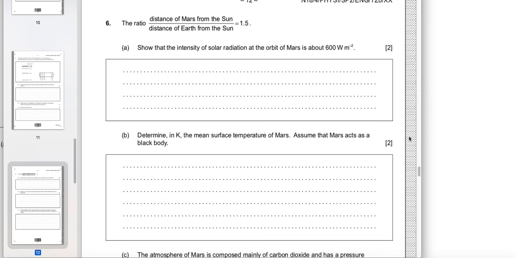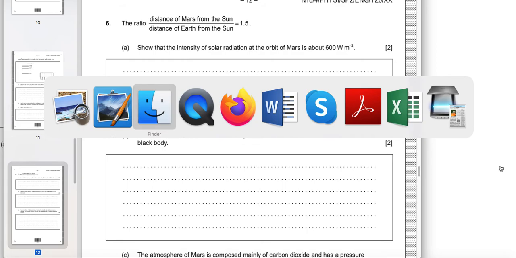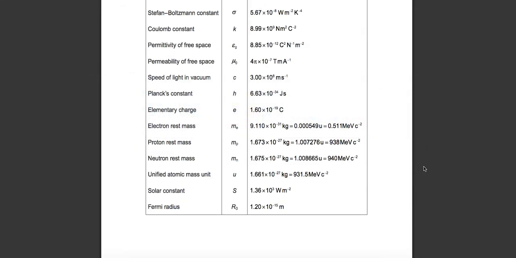Okay, exercise number 6. The ratio of the distance of Mars from the Sun to the distance of Earth from the Sun is 1.5. Show that the intensity of solar radiation at the orbit of Mars is about 600 watts per square meter. So you have to use the inverse square law of radiation, and you have to remember the solar constant. The solar constant is given in your data booklet.